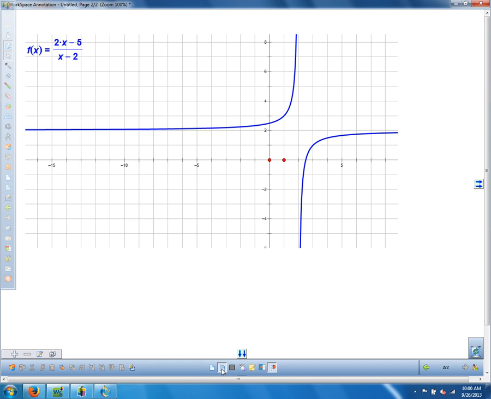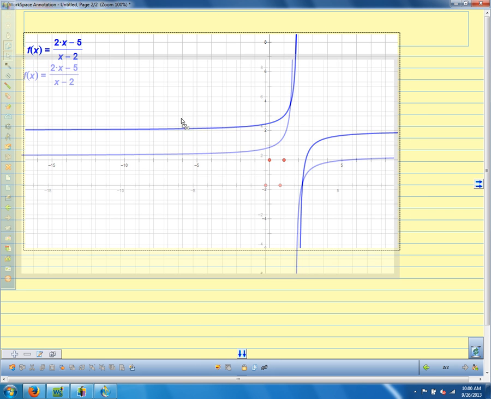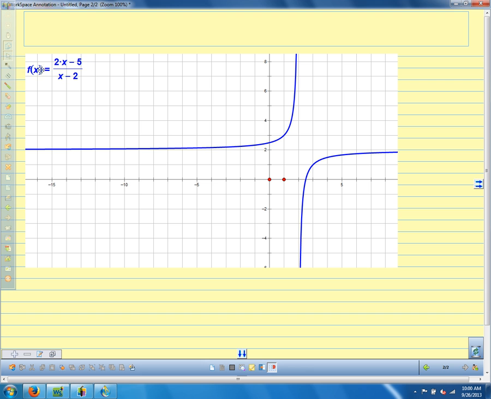All right. So there's a graph of this rational function, 2x minus 5 over x minus 2. So the denominator equals 0 where? At x equals 2. And what's happening to my graph here at x equals 2? You get this strange thing happening. So if I draw a line there at x equals 2, like so, that's going to be my vertical asymptote.